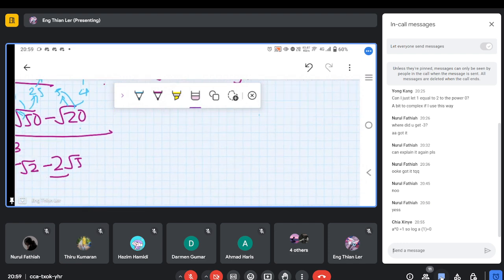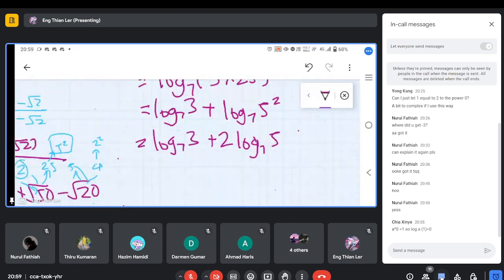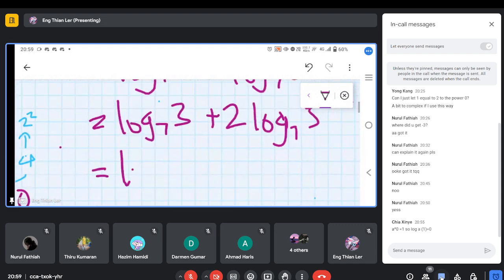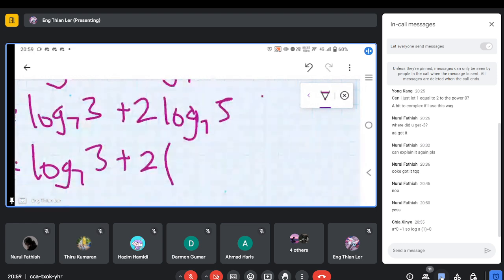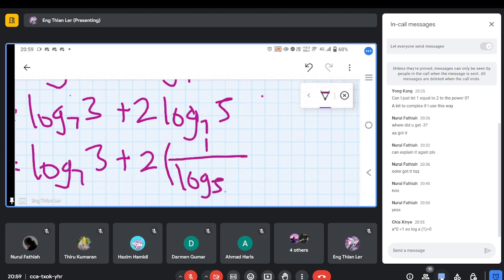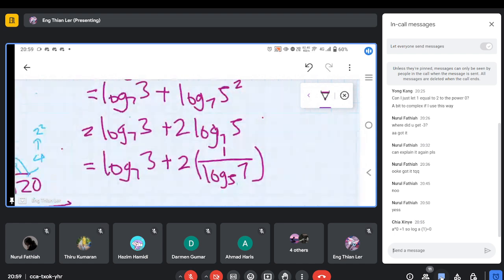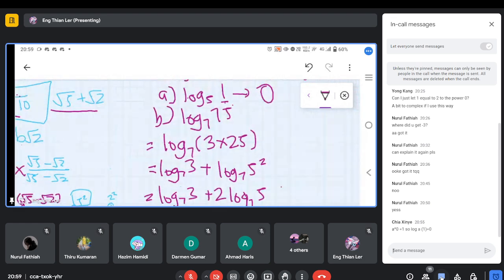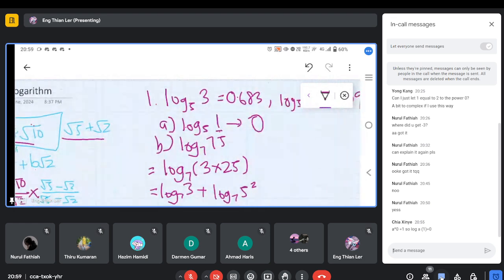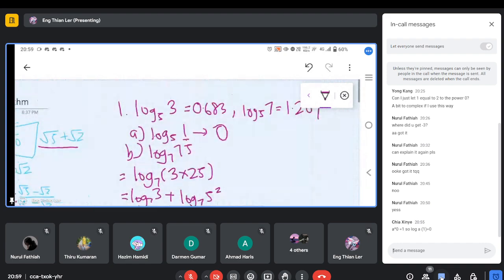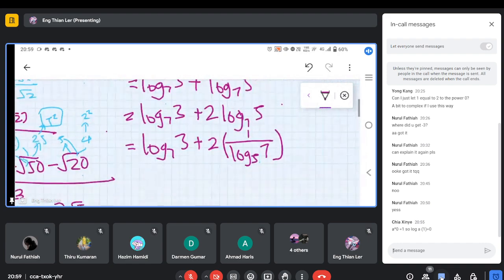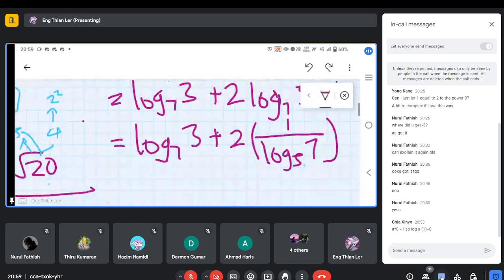Okay. This log 7 base 3 is none of our business. And then we need to swap this log 7 base 5. Okay, we got what we wanted. Now we just need to convert everything to base 5. Look at this, base 5. Convert everything to base 5.